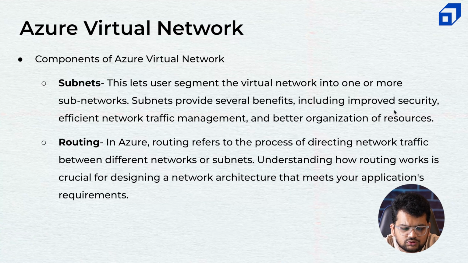Then we have something which is known as routing. If you see the definition, routing refers to the process of directing network traffic between different networks or subnets. Subnetting is where the different subnets have been created. But for which particular subnet we need to provide the internet connection, or for which subnet we need to restrict the access, you can do that with the help of routing. Understanding how routing works is crucial for designing a network architecture that meets your application's requirements, right? So which type of routing works according to your usage?